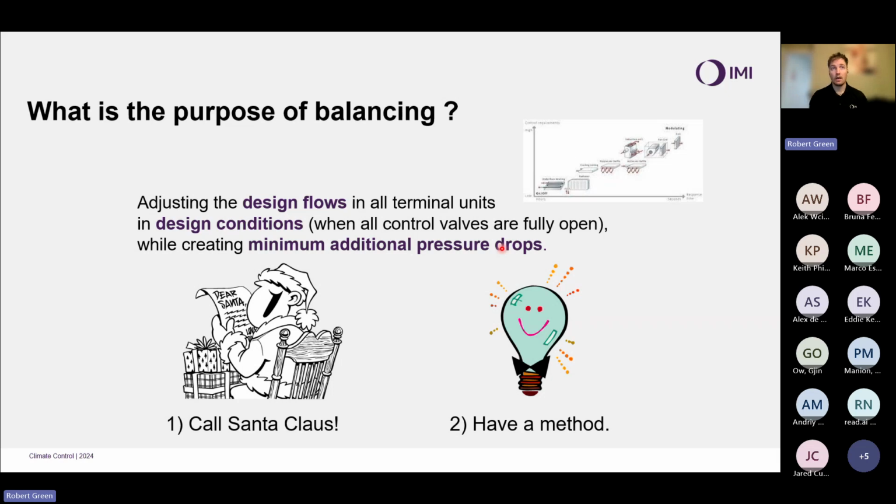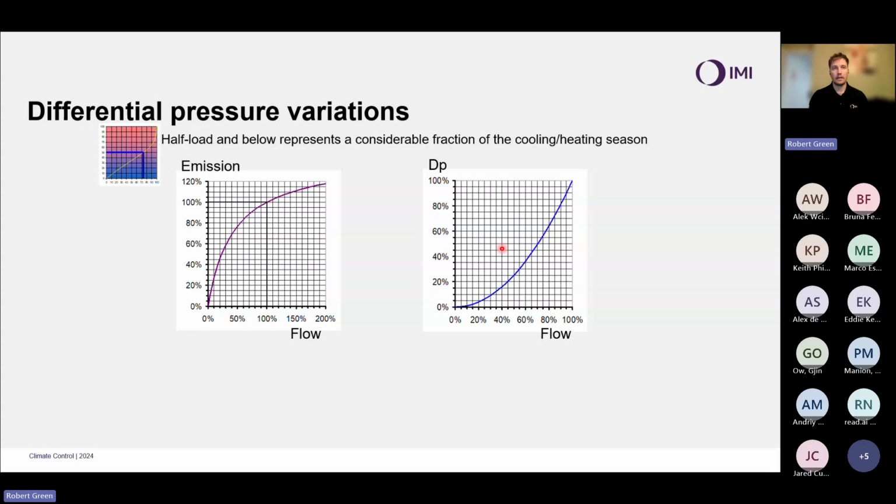We then moved on, I think in the 3rd webinar of the series, to look at how differential pressure actually varies during use in a system. We learned that, when we design a cooling system, we're designing it for, say, 35 degrees outdoor temperatures. We don't see those temperatures very often at all. For the vast majority of my cooling season, we're running at around half load or below. And that is a considerable fraction of our time.